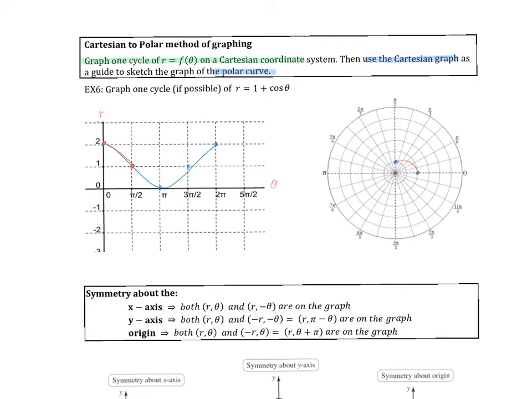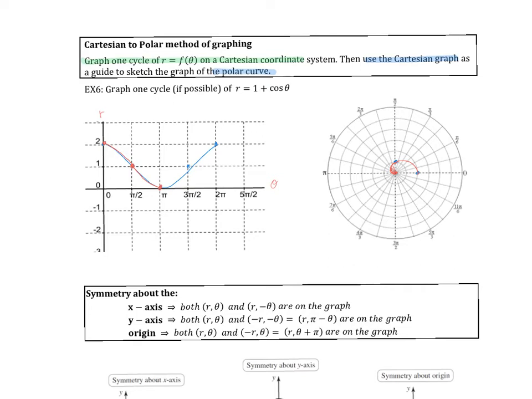At pi, I'm back at the pole. So notice that for all these intermediate values, my r value is still positive, but it's getting smaller and smaller and smaller and approaching 0. So that's looking at this piece of the graph from pi over 2 to pi.